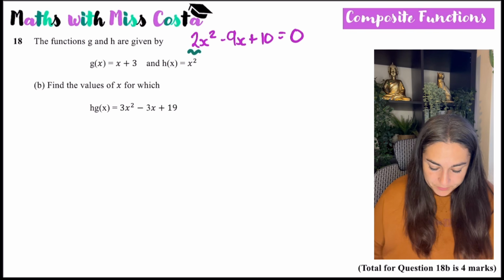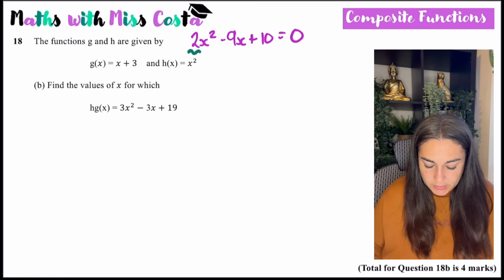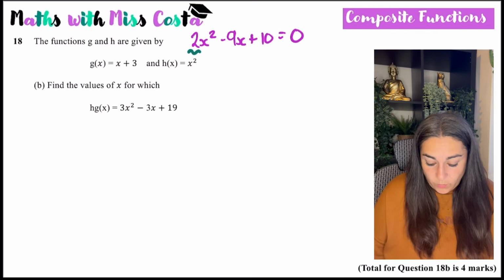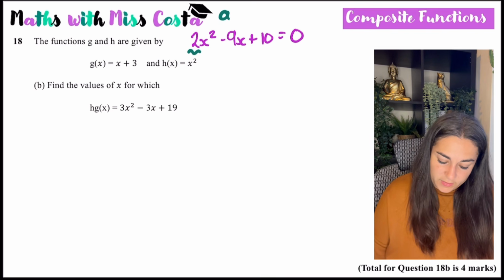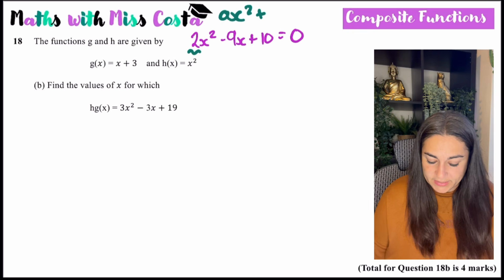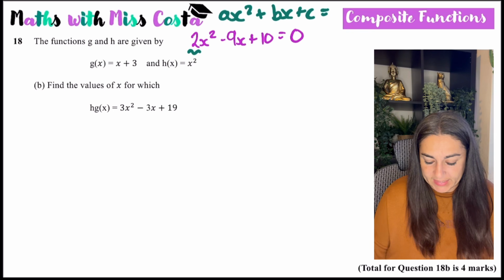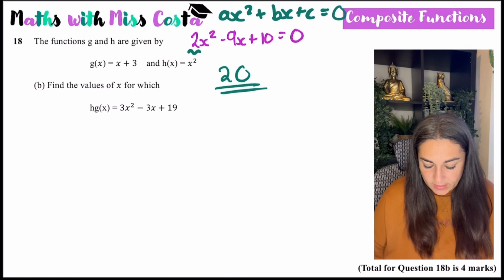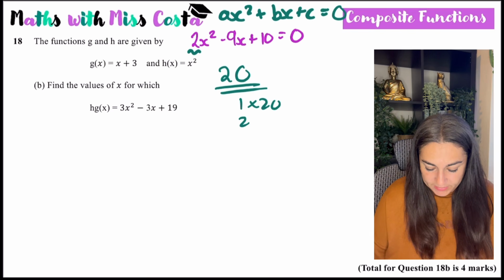But generally, let's do this one. So what do I do? I multiply the coefficients. Every quadratic is written in the form ax squared plus bx plus c equals 0. I multiply a times c, which is 20. Find the factors of 20. So 1 times 20, 2 times 10, 4 times 5.